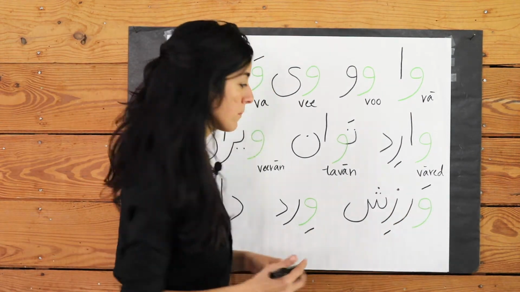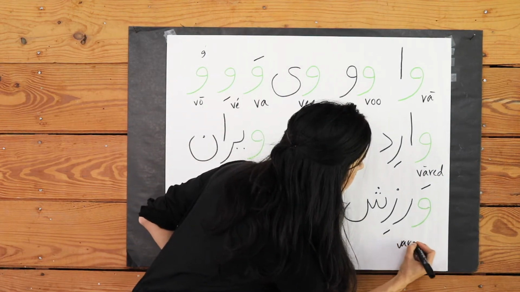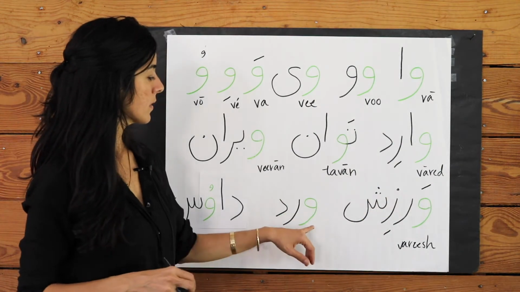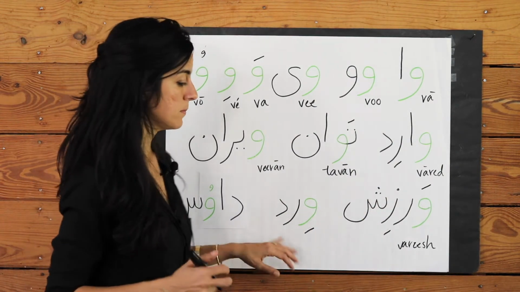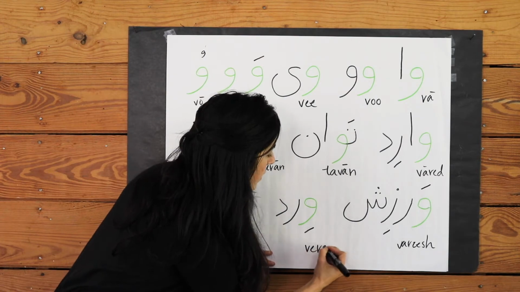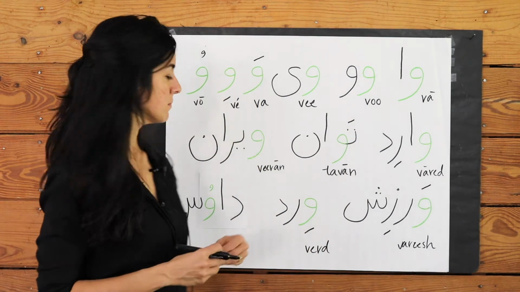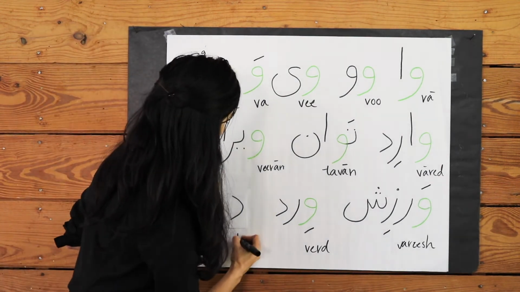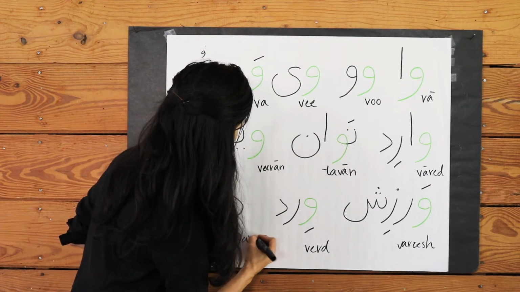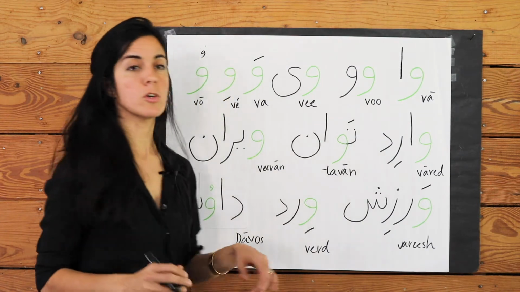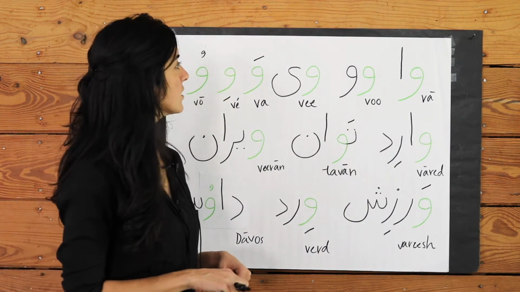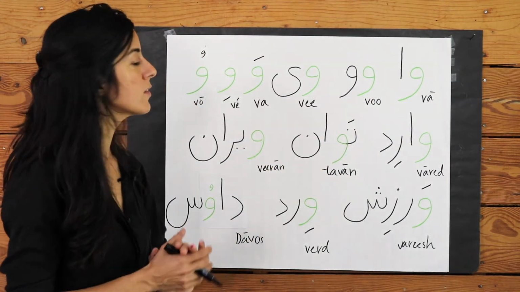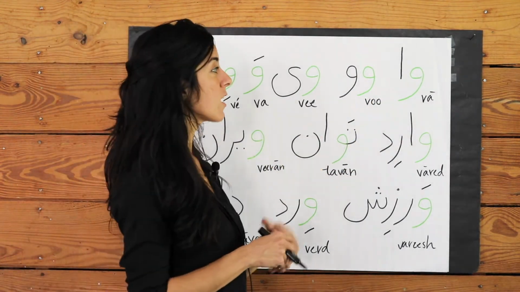Varzish. That is the word for exercise, varzish. Verd. That is a prayer, verd. And Davos, name of a city. Davos. So that is our V sound seen in a new light. Not our U sound anymore, it's our consonant V.